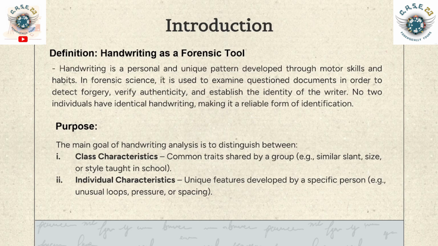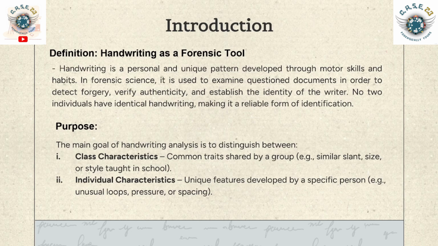So in forensic science, handwriting plays a very important role. And how is that? Forensic experts use handwriting to examine questioned documents. Now, questioned documents is a topic that I have explained in the previous videos. You can go through those videos to understand what a questioned document is. Also, I've discussed many types of questioned documents, how they can be analyzed and all. Coming back to our topic, a questioned document could be anything from a signed check, a will, a threatening note, or even a suicide letter.